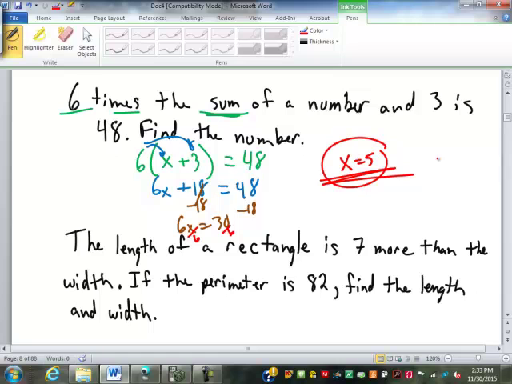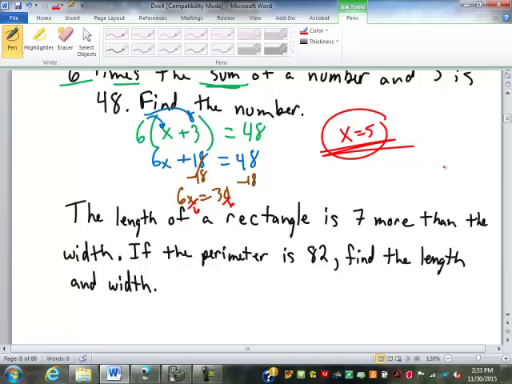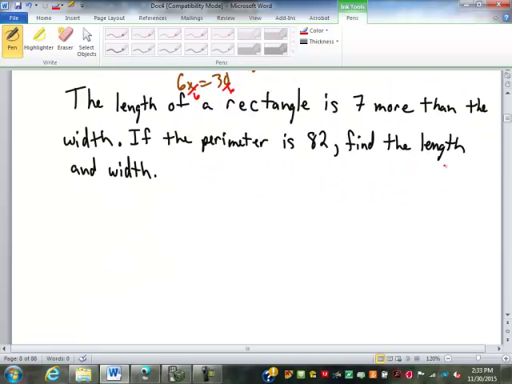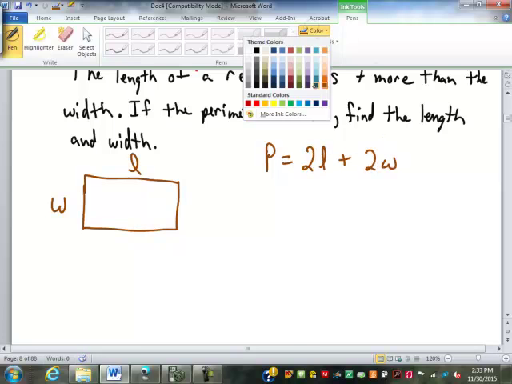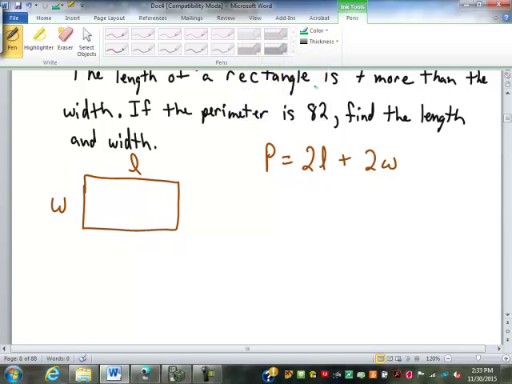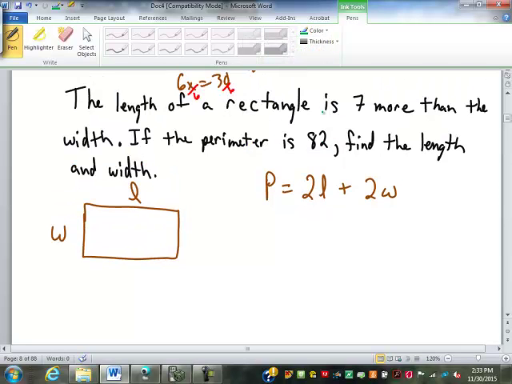How many of you had x equals 5 for the first one? Perfect. How many of you got an answer for the second one? Okay, well, let's take a peek. We draw the rectangle, we have the width, and we have the length. We also have a formula that perimeter is 2 times the length plus 2 times the width. This tells us that the length is 7 more than the width, so it gives us a relationship between them.